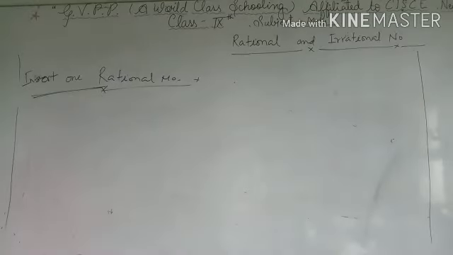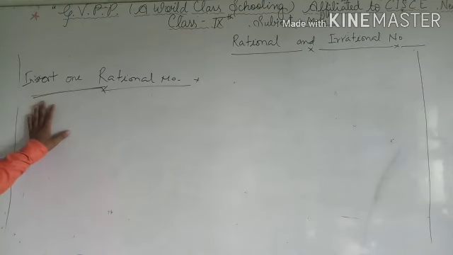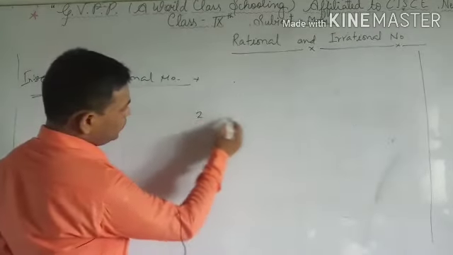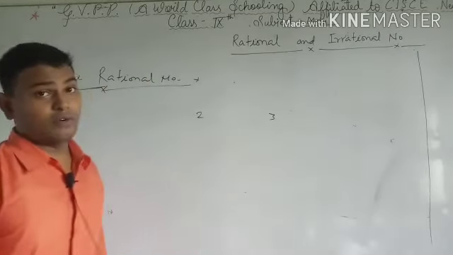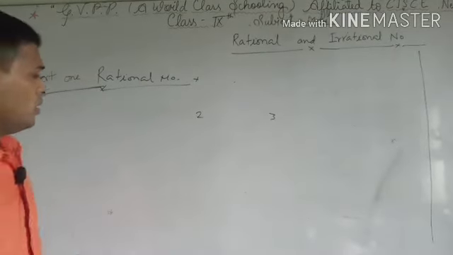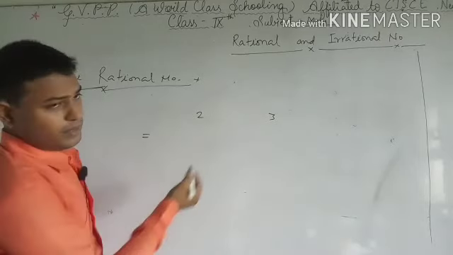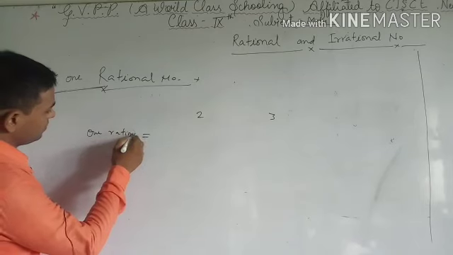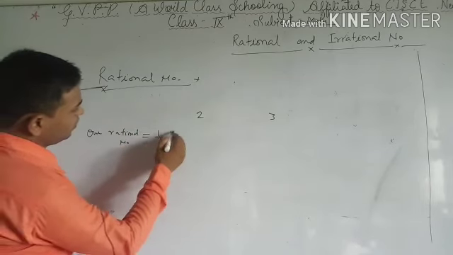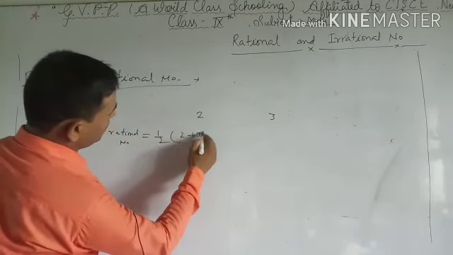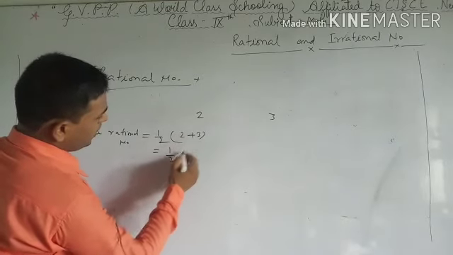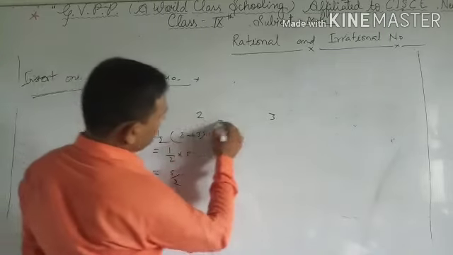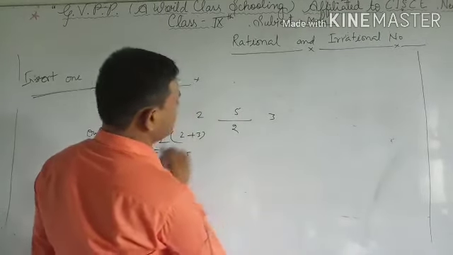Now see here, how will you insert one rational number between any two rational numbers? Suppose you are given the rational numbers 2 and 3, and you have to insert one rational number. Then how will you insert? You just take half of the sum. That means one rational number is equal to 1 upon 2 times (2 plus 3). You get 1 upon 2, and 2 plus 3 is 5. So 5 upon 2. So one rational number between these numbers will be 5 upon 2.